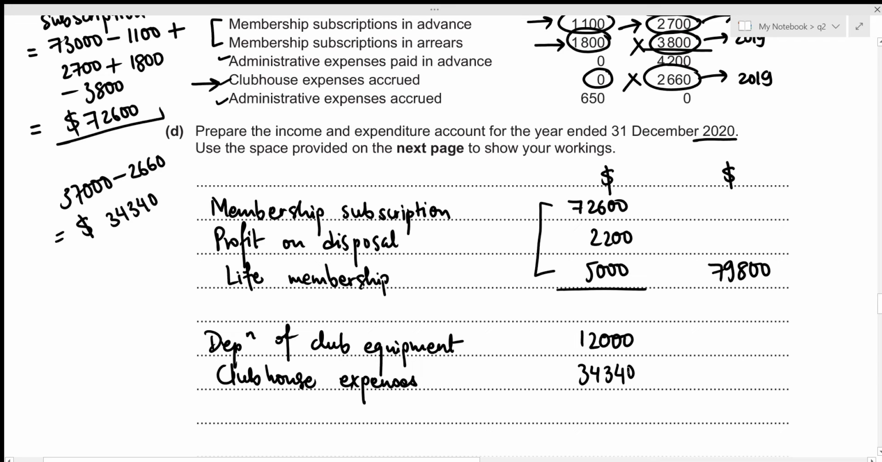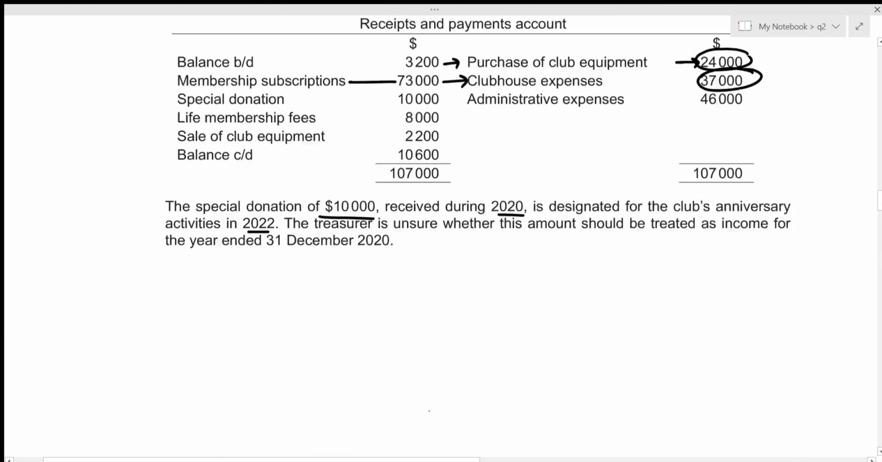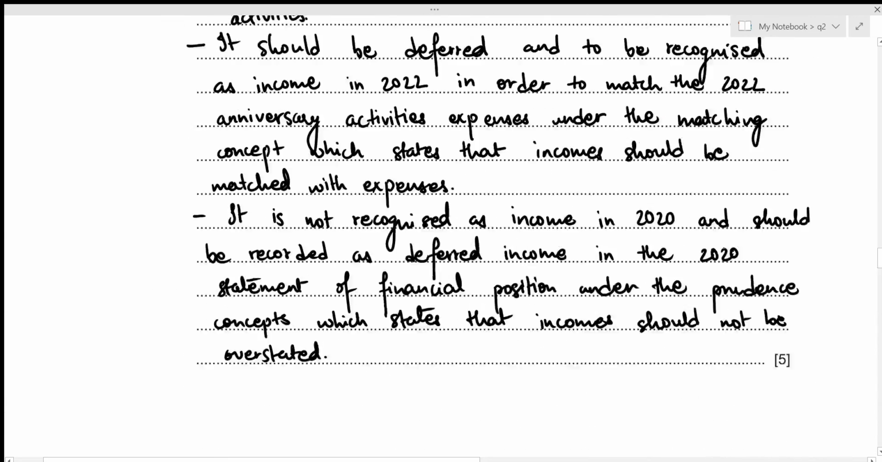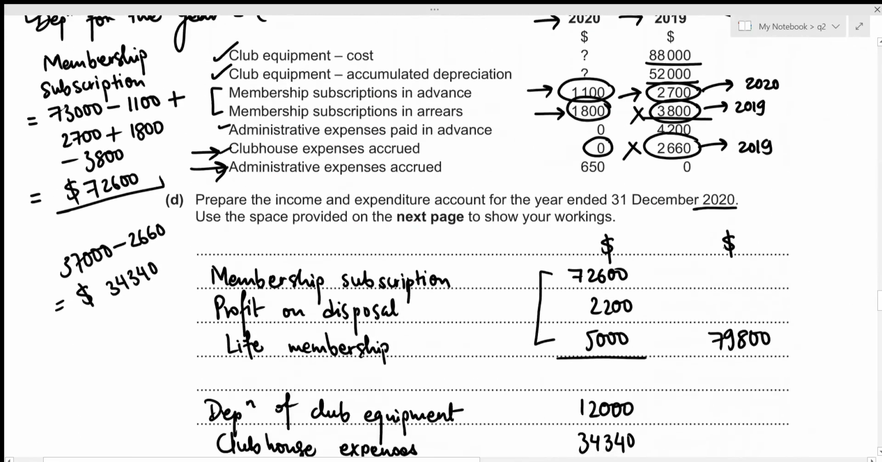And we also have administrative expenses. So we need to include this as well. And we are given the original amount in our receipts and payments account. So let's have a look. Right here, the administrative expenses amounted to 46,000. So we will be starting with this amount and adjusting all of our accruals to this amount. So that's 46,000. And we can see that the administrative expenses paid in advance for 2020 is 0. So no advance payment is made.